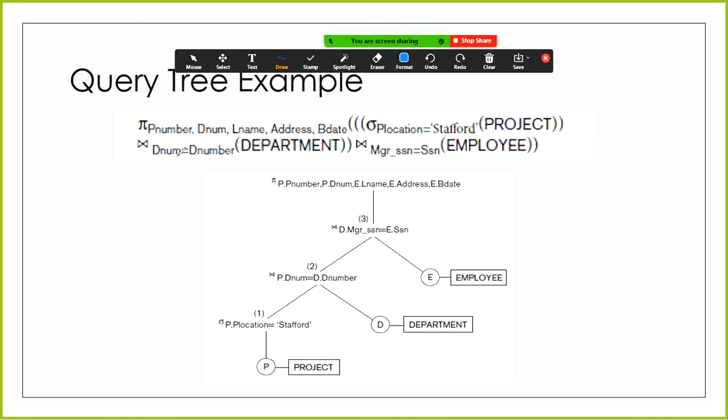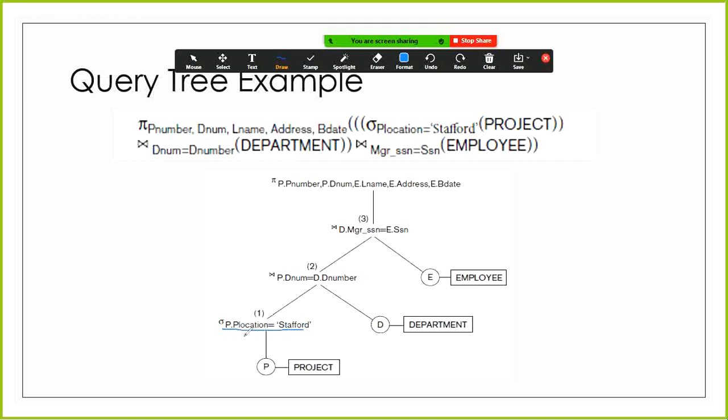First, in order to take a product of these two tables, project and department, we have to find those rows from the project where location is Stafford. So first we will take the project relation. Here we have this table as a leaf node, and then in the internal node we have applied the relational algebra operation, which is a select statement, in which we are selecting those rows from the project where location is Stafford. So after applying this operation, here we will get the resulting relation.